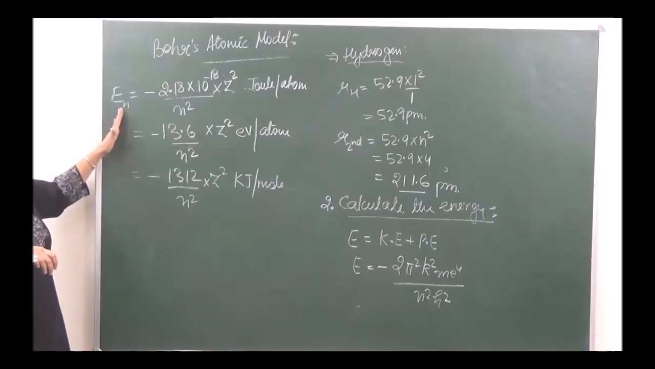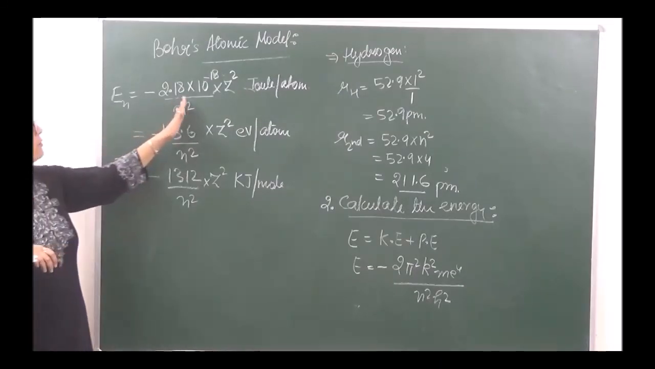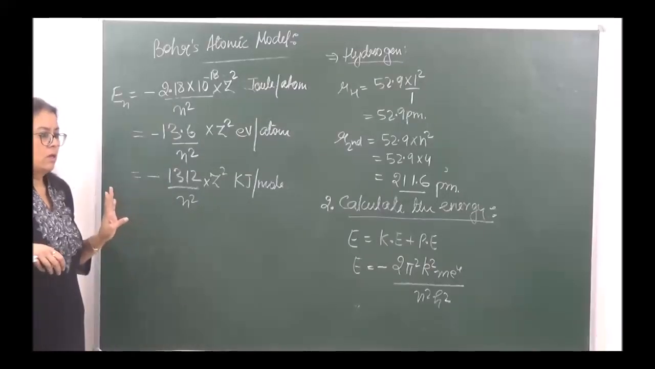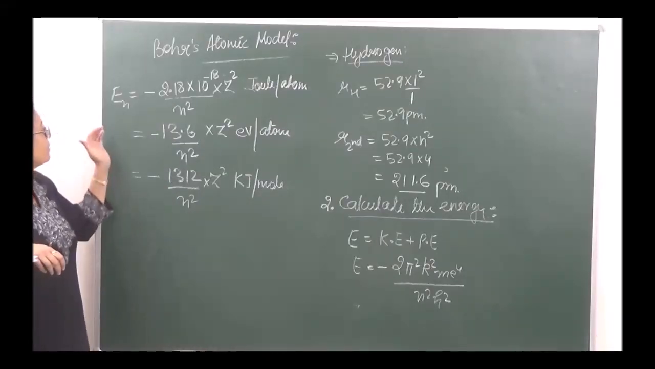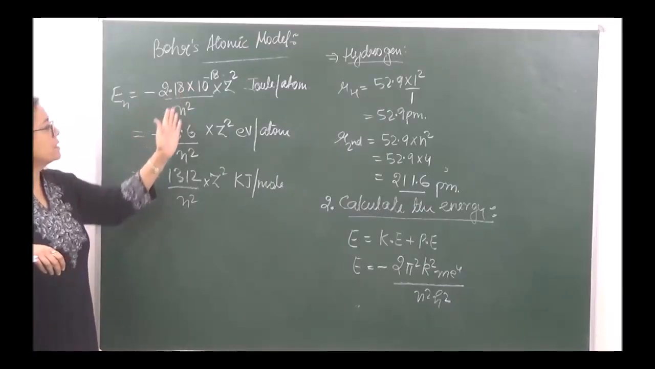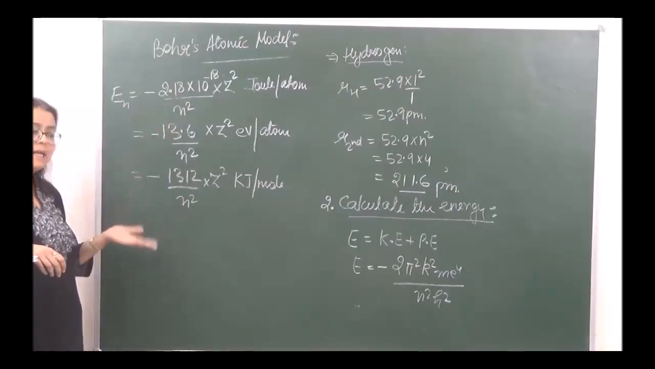Okay. If you are talking of the second orbit, then it is minus 2.18 into 10 raised to power minus 18 divided by 4, right? 2 ka square. And if you are talking of the third orbit, then it is minus 2.18 into 10 raised to power minus 18 divided by 9.